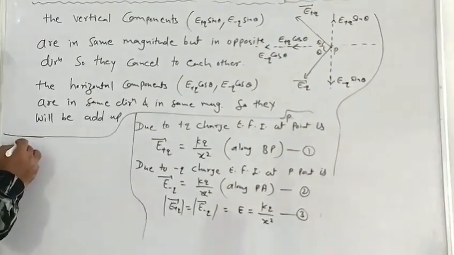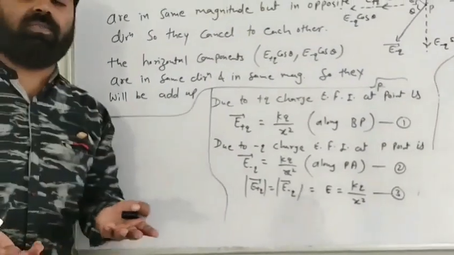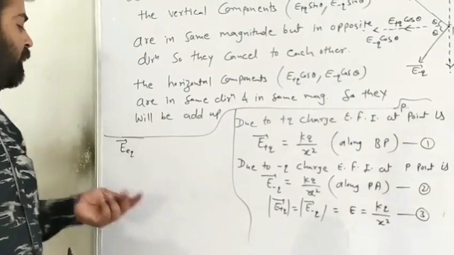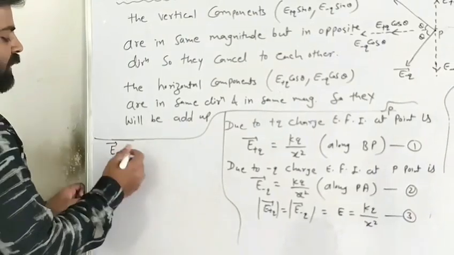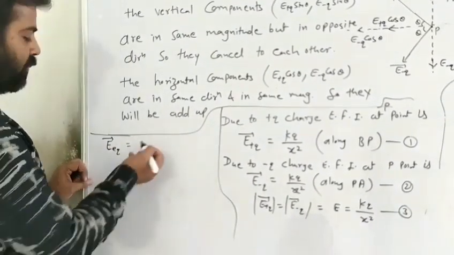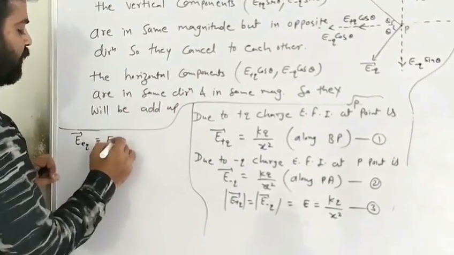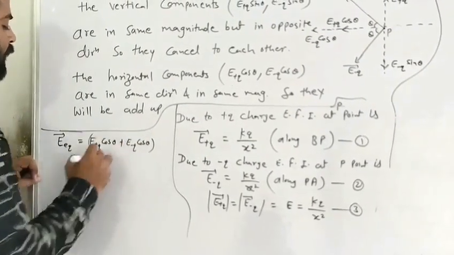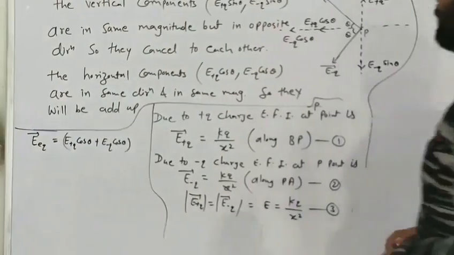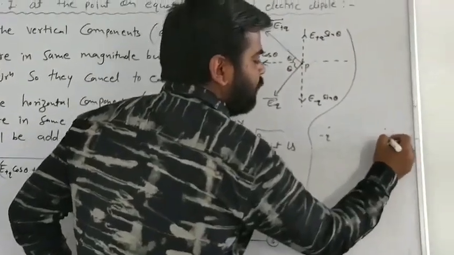Resultant electric field intensity is denoted by E equatorial, because we have to find the electric field intensity at any point on the equatorial plane. So the resultant electric field intensity E equatorial is equal to E plus q cos theta plus E minus q cos theta in magnitude, and its direction is in this direction, as we have drawn minus q and plus q charge.